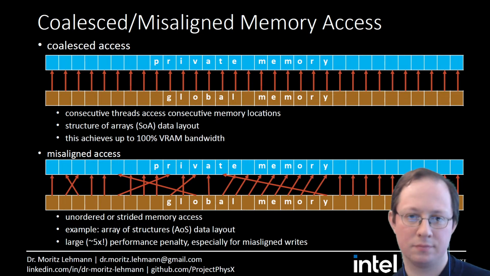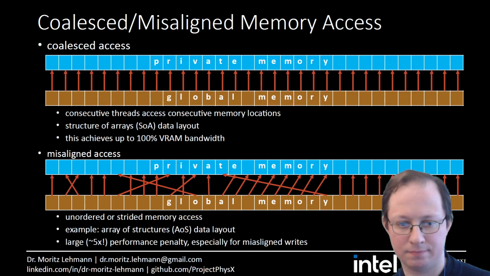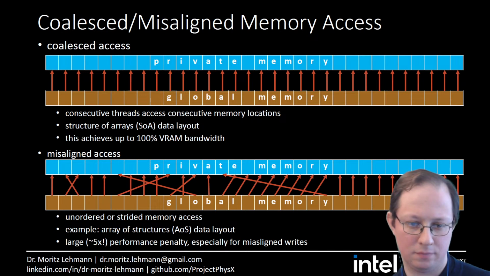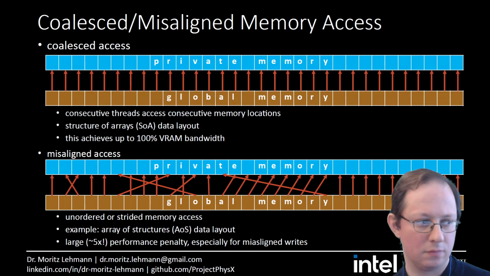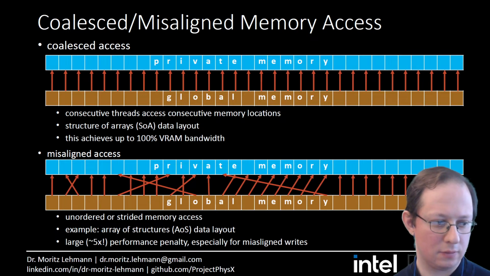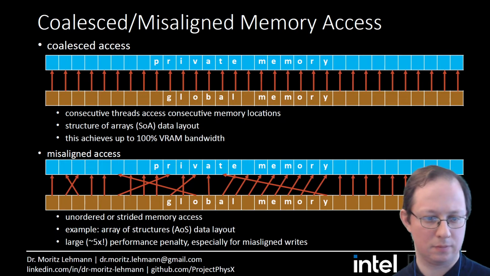So thread 0 accesses location 0, thread 1 accesses location 1. And the compiler recognizes that and turns it into a load for the entire streaming multiprocessor, a coalesced load. And only then you can get the full bandwidth. Otherwise, consecutive memory addresses are not accessed by consecutive threads.